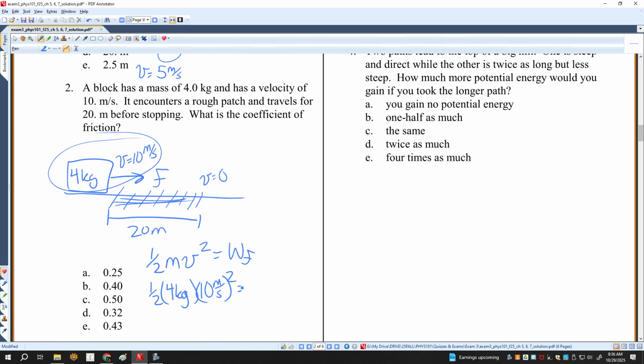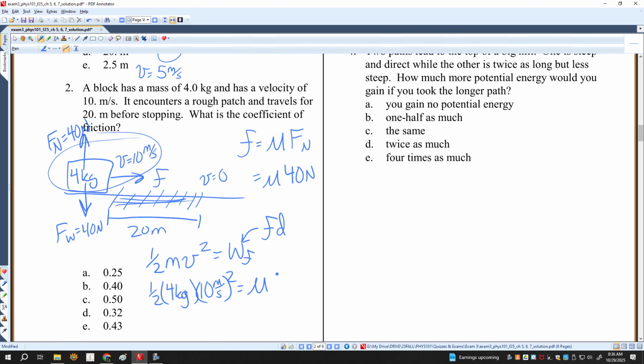Now, actually, I'm looking for the coefficient of friction here. So I know that F is equal to mu times the normal force. If the weight here is equal to 40 newtons, the normal force, because this is on a horizontal surface with no other vertical forces, is also 40 newtons. I also know that this work is equal to the frictional force times the distance. So I get mu times 40 newtons times the distance, which is 20 meters, and then I can solve that for mu. I get that mu is equal to 0.25.